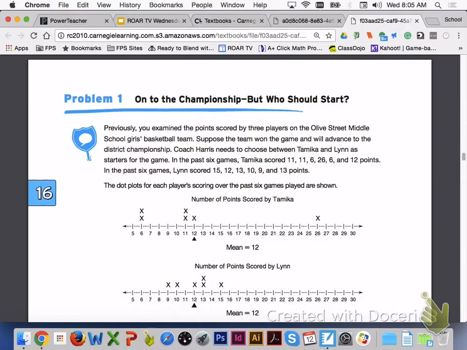Previously, you examined the points scored by 3 players on the Olive Street Middle School girls basketball team. Suppose the team won the game and will advance to the district championship. Coach Harris needs to choose between Tamika and Lynn as starters for the game. In the past 6 games, Tamika scored 11, 11, 6, 26, 6, and 12 points. In the past 6 games, Lynn scored 15, 12, 13, 10, 9, and 13 points. The dot plots for each player's scoring over the past 6 games played are shown.